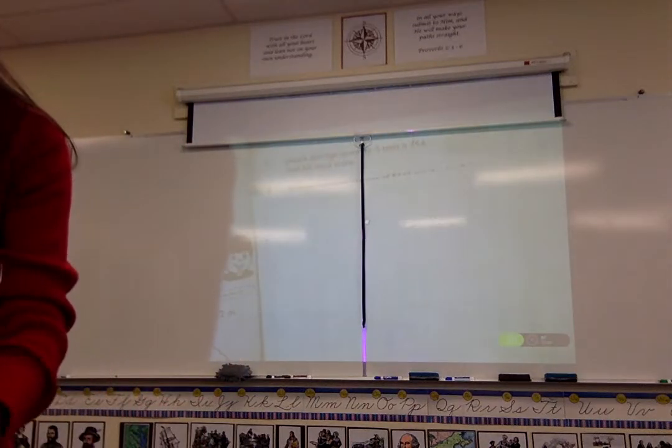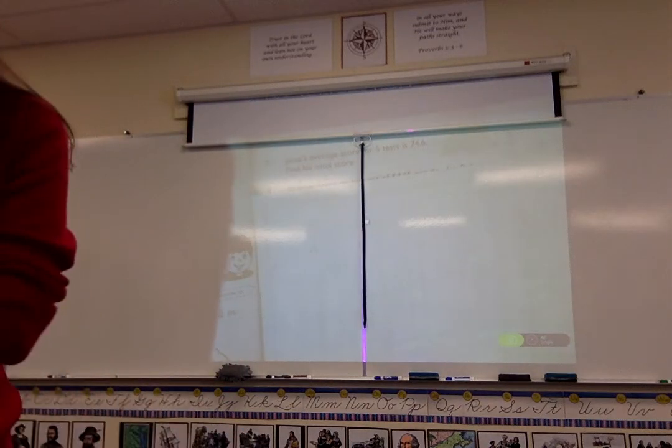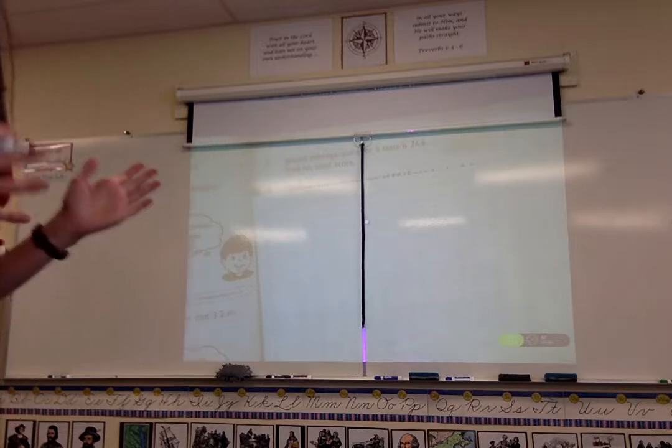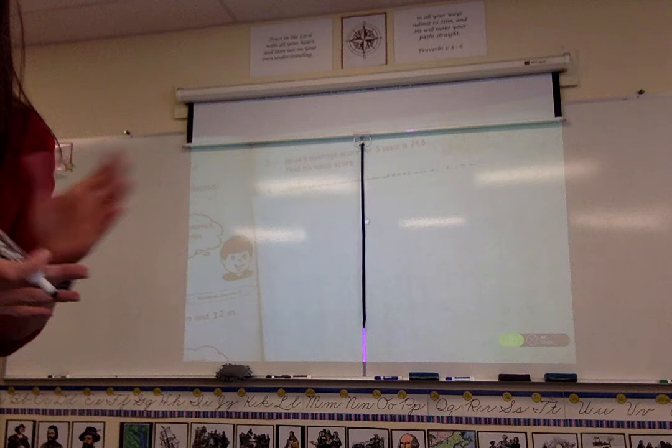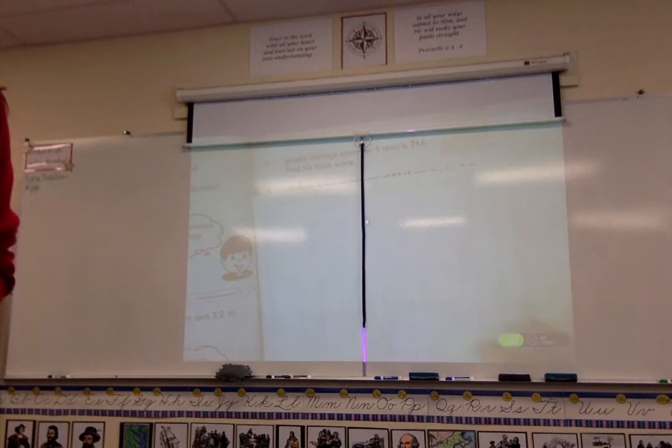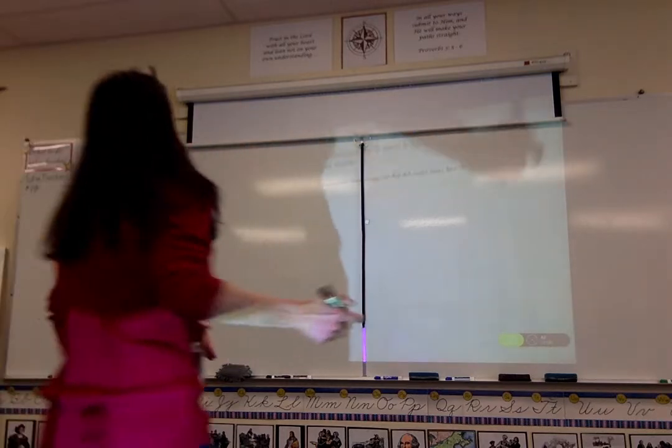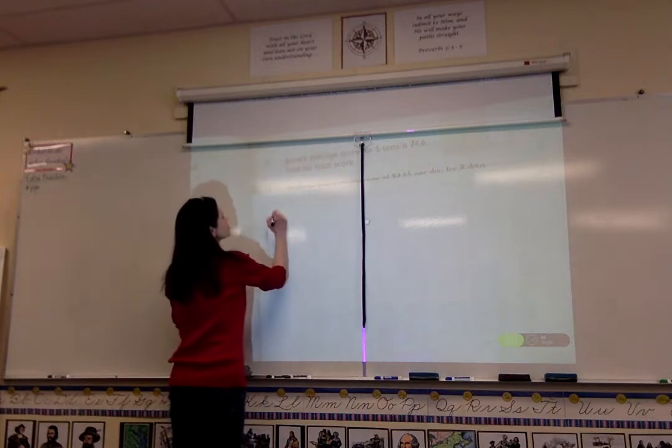So now we're going to look at page 41 in your textbook, and we're going to try a couple of problems where, again, we're taking the average, and from the average, we're finding the total. So this is number 7 on page 41, and it says, Jesse's average score for 5 tests is 74.6. Find his total score.